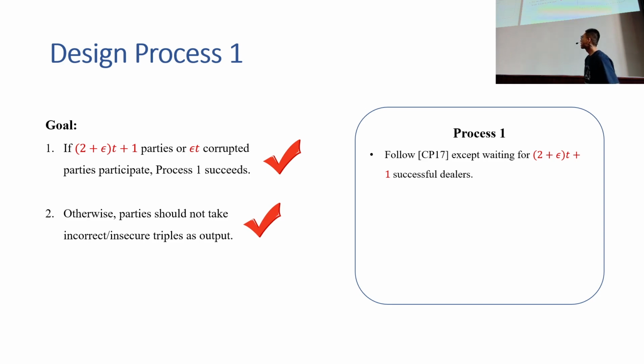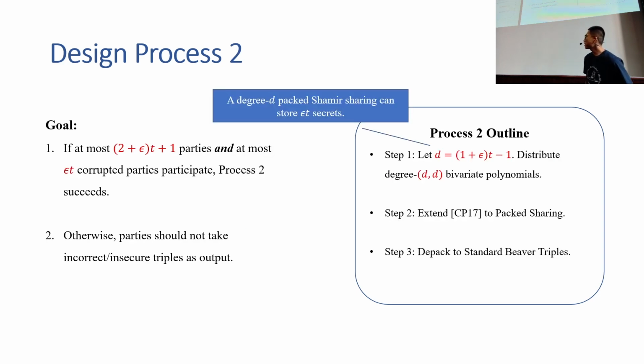Okay, the second process will be a little bit more involved. So we will consider the counterpart of the condition. That is, if there are at most 2 plus epsilon times t plus 1 parties, and at most epsilon t quadriparties participate, then the second process should succeed. So here we not only require that the total number of parties should not be too large, but also that the number of quadriparties should not be too large. On the other hand, again, if this requirement is not met, then parties should not accept incorrect or insecure triples.